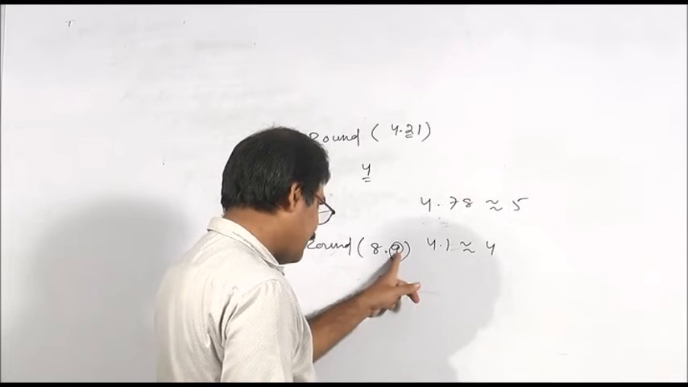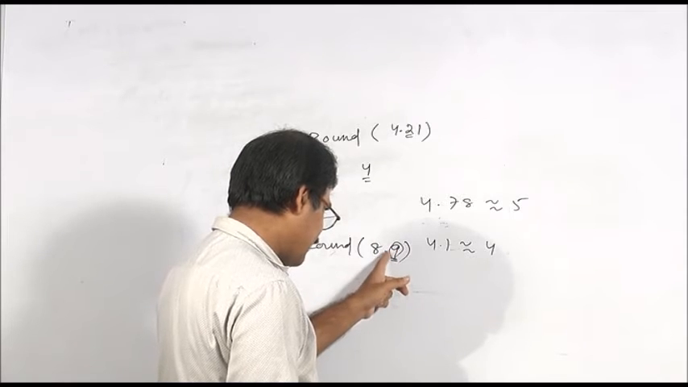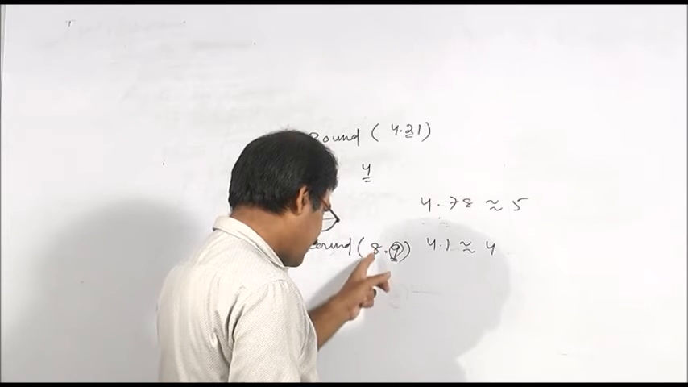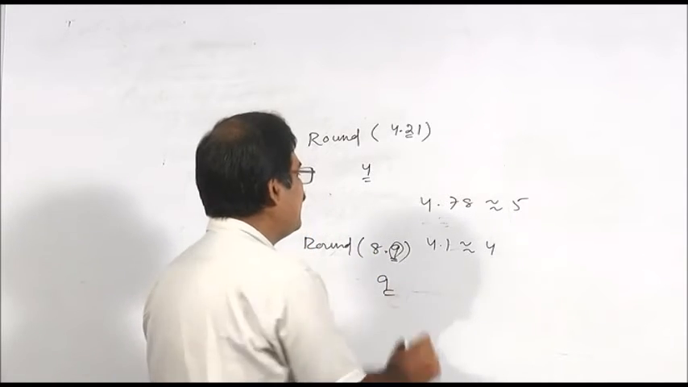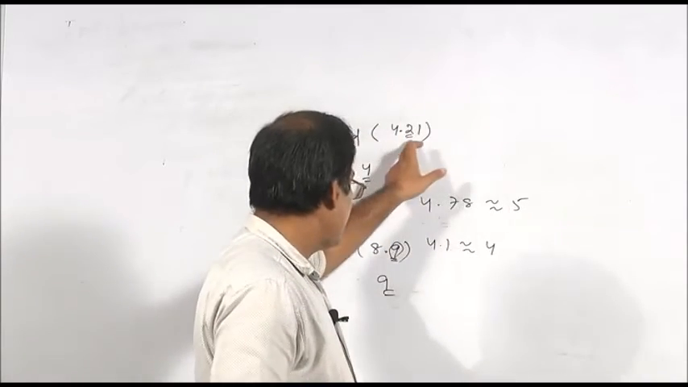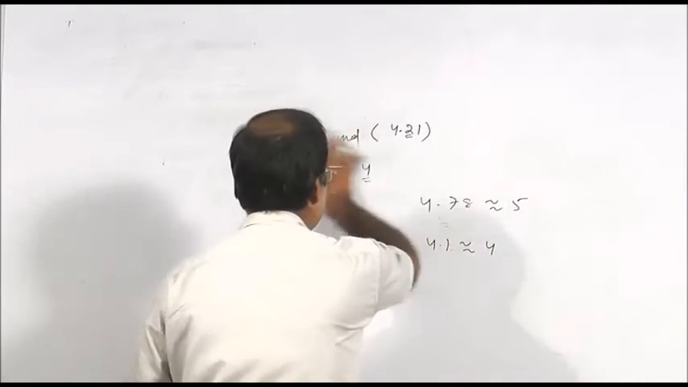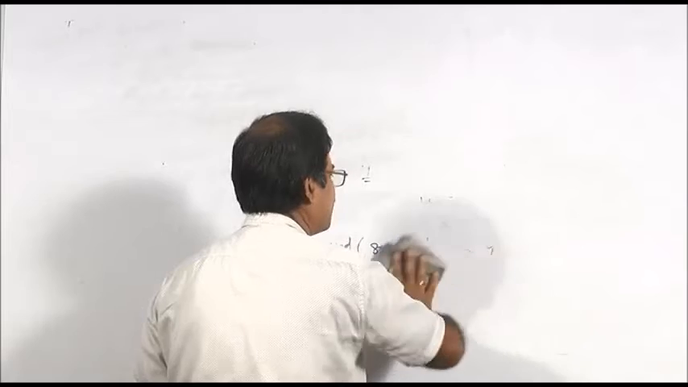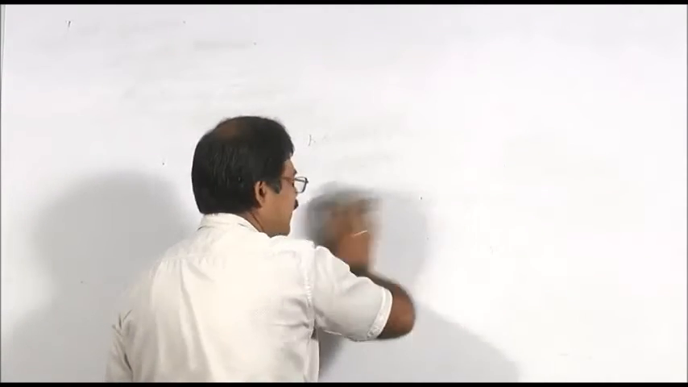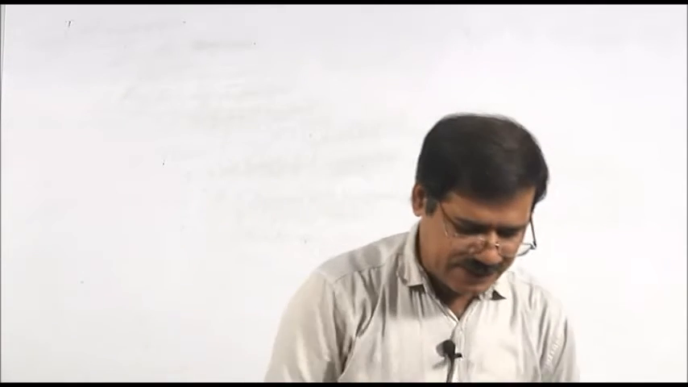If the value after the decimal point is less than 5, the number stays as it is. If it is greater than 5, then 1 is added to the integer value. So 8 plus 1 is 9, and your output will be 9. So 8.9 is rounded to 9, and 4.21 is rounded to 4. That is the concept of rounding. It is a mathematical concept: how to round or approximate a particular number to an integer value.